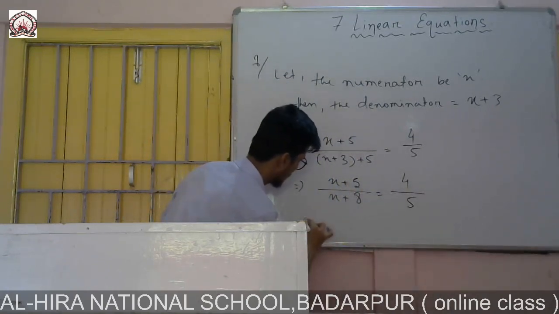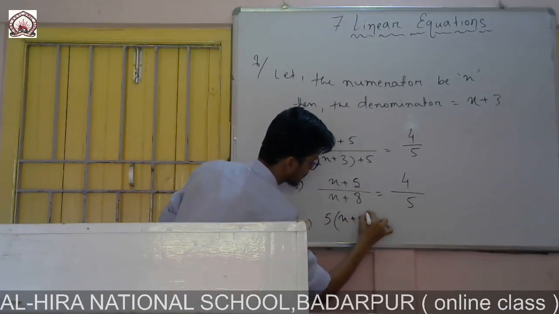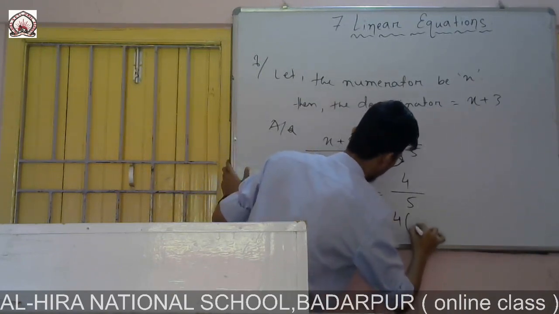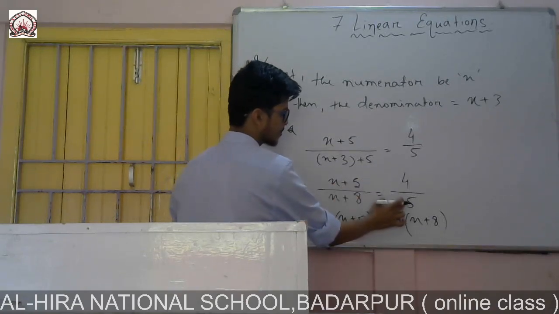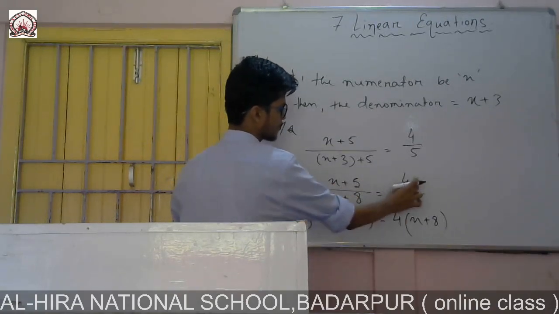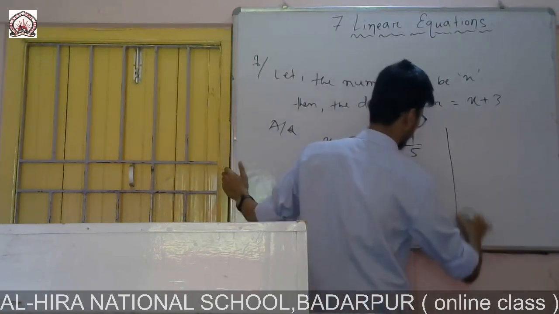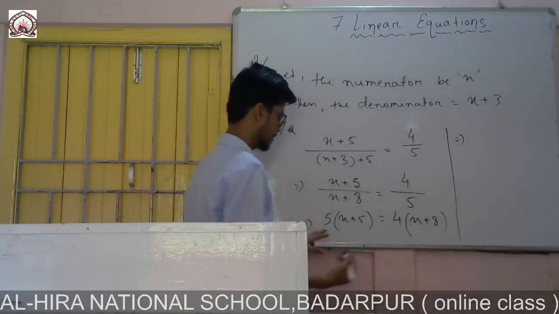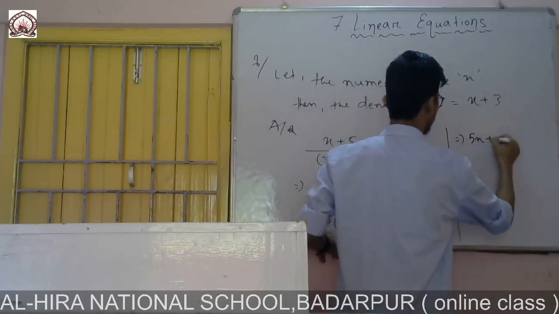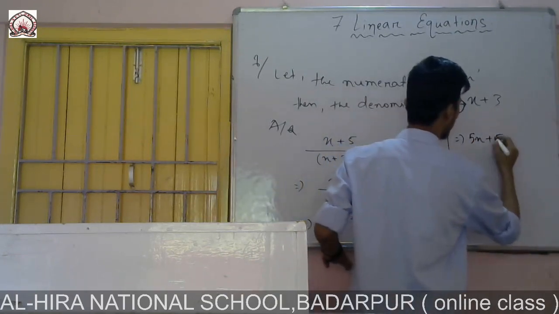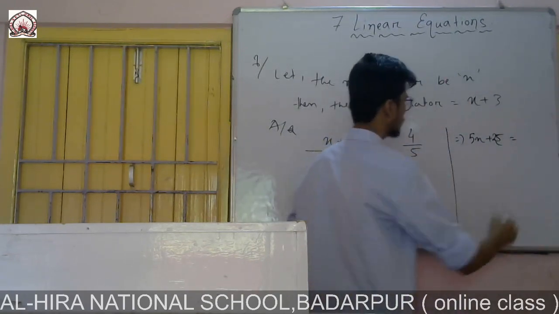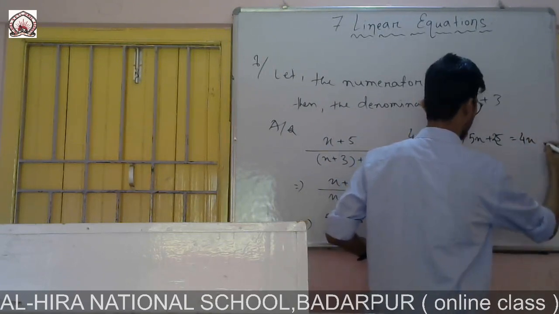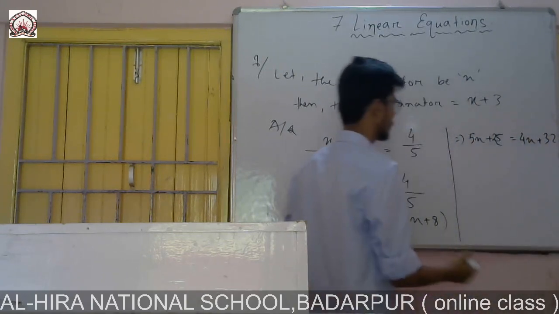Now I will cross multiply. I multiply this one with 5 and the other term with 4, so I can write 5 into x plus 5 equals 4 into x plus 8. Now I will solve this to find the value. 5 into x is 5x, 5 5s are 25, so 5x plus 25 equals 4x, and 4 8s are 32, plus.